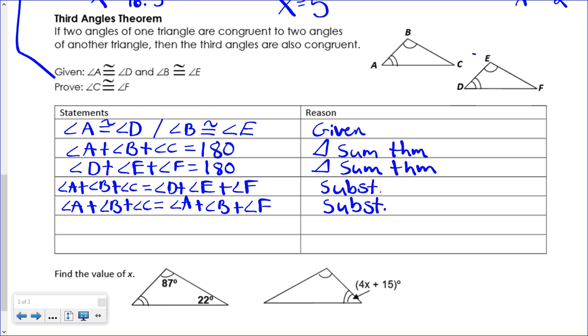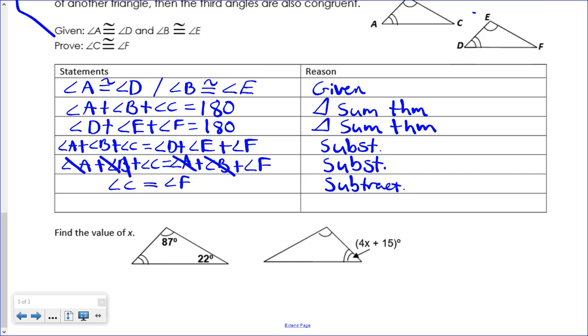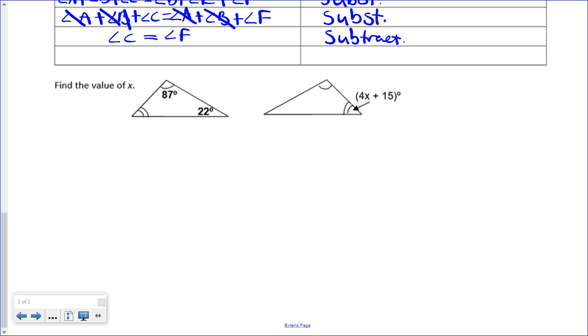All right, now what would I do? Okay, so I can take A and B out of this. Are we done? Everybody see how I did that? So this question is an illustration of the third angle theorem.